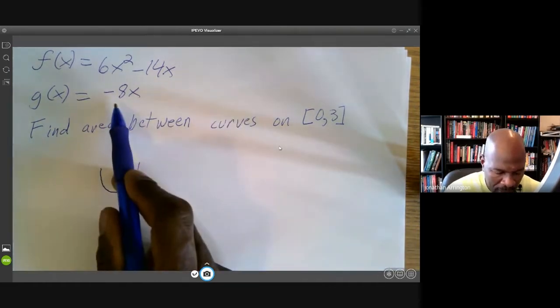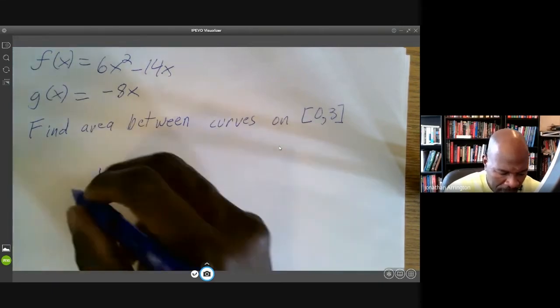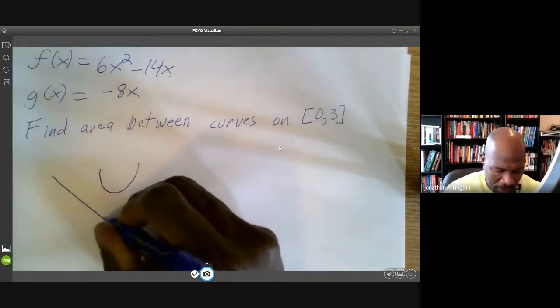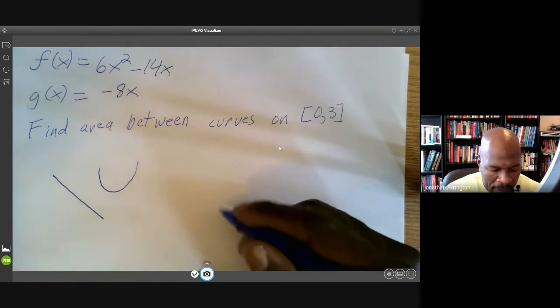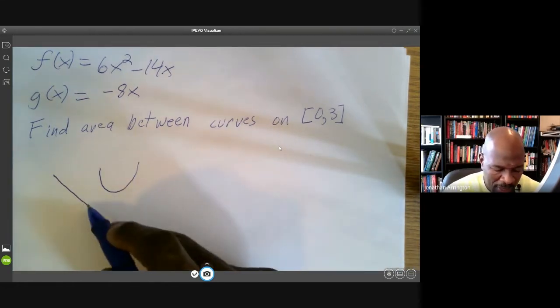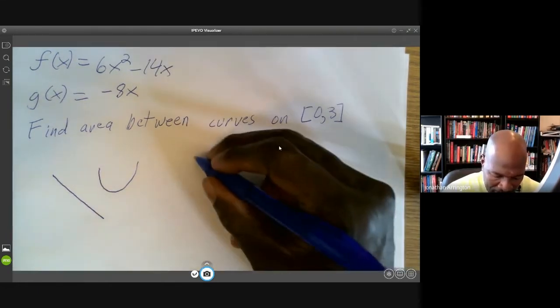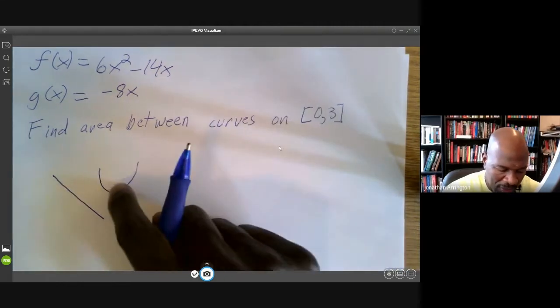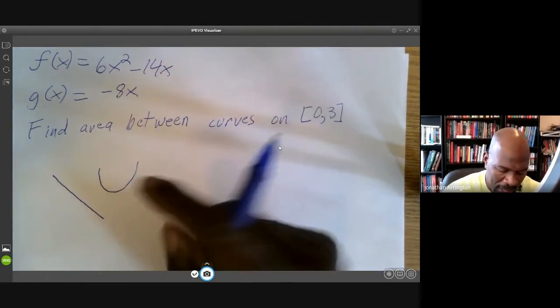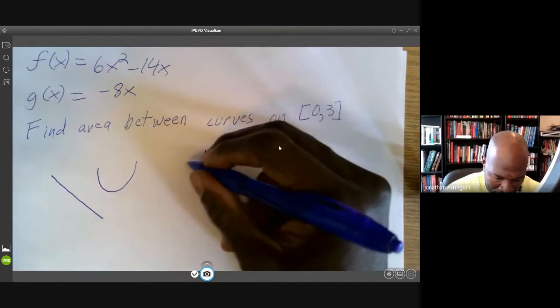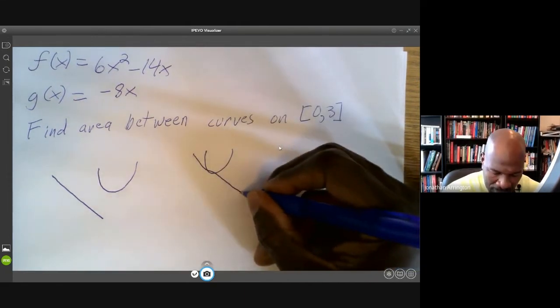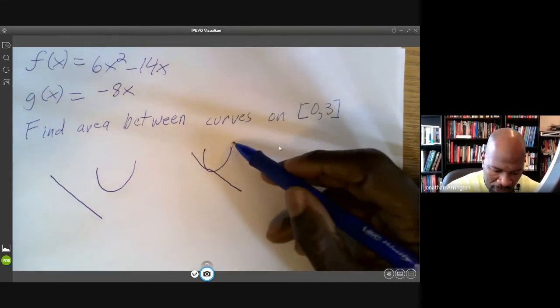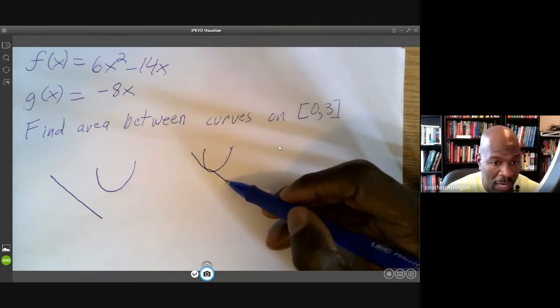And g is obviously a downward line. And so it's something like that. And just because this slope here is negative, you can't necessarily assume, for instance, that the vertex of this guy is not at the origin. So I can't assume that the graph looks something like this, where f is on top and g is on bottom.